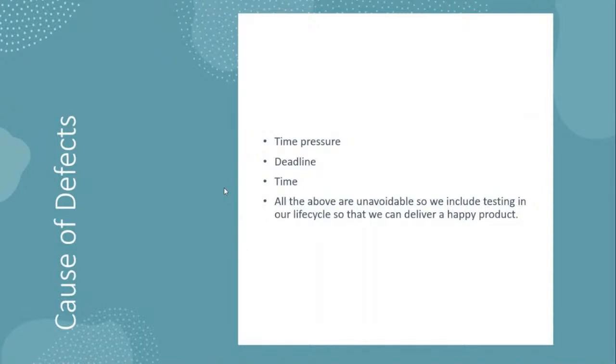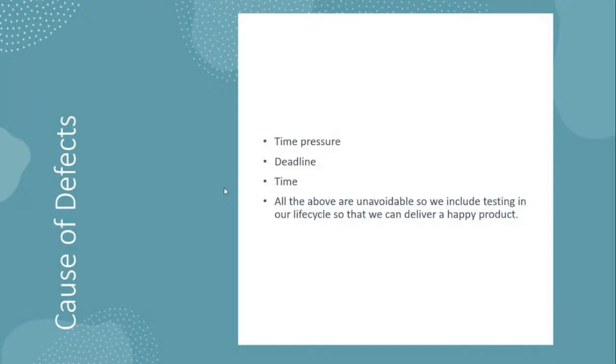And there may be tight deadlines, which is similar to time pressure. A deadline is like: by this time you have to develop this, by this time you have to develop that. That might create panic in the developer's mind and also cause a defect. Time is also the main constraint. So these are some of the causes of defects.